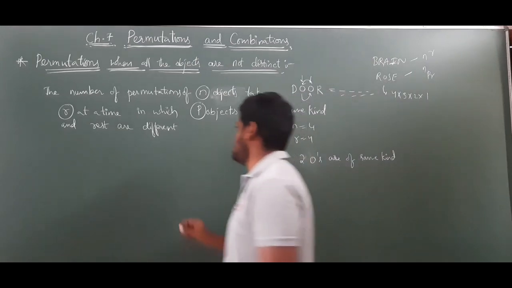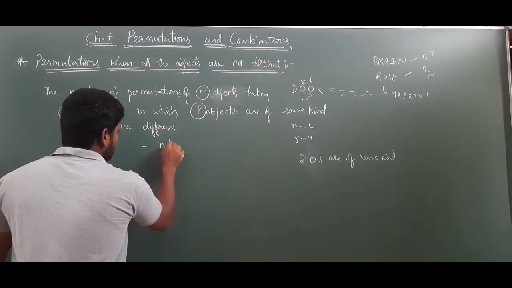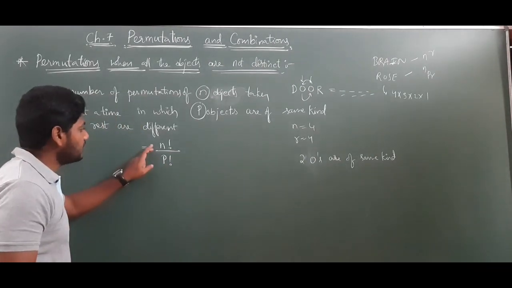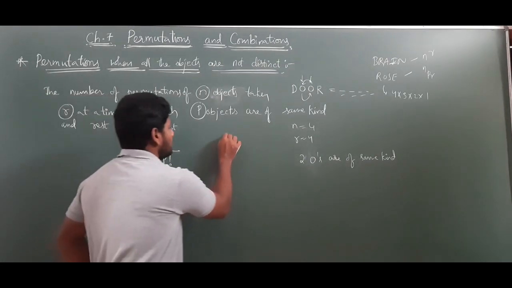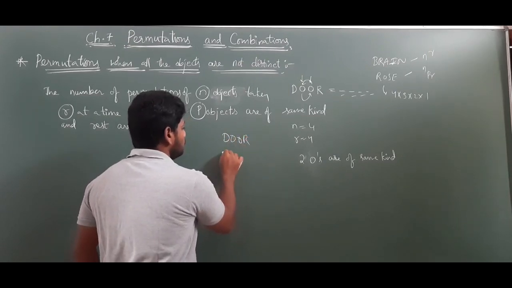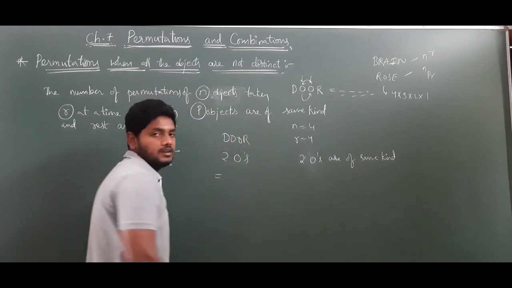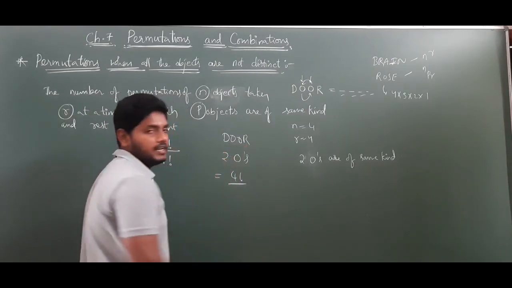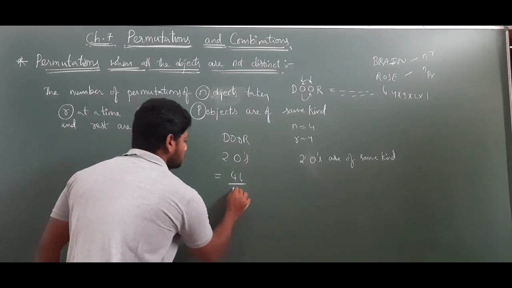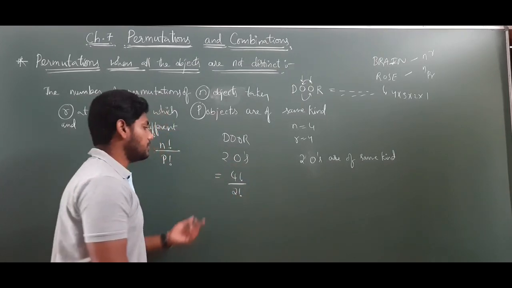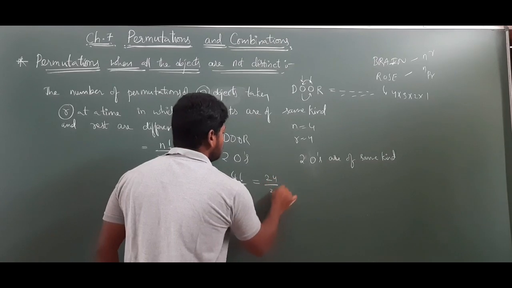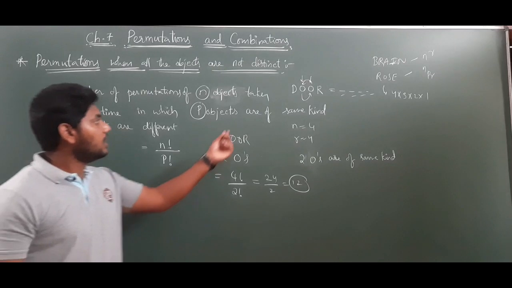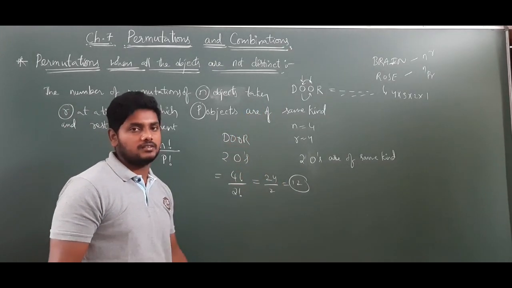Then how to find it is n factorial by p factorial. Simple formula. So for example, if I have door, 2 O's are there, then the number of different permutations: how many letters are there? 4. So 4 factorial divided by how many O's are there? 2. So 2 factorial. What is 4 factorial? 24 by 2, which is equal to 12 different permutations, when we have 2 O's repeated.